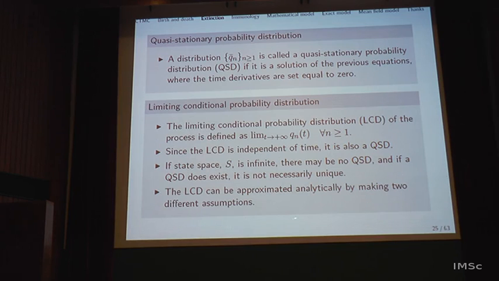I would say that a distribution is a quasi-stationary probability distribution if it is a solution to the previous equations where the time derivatives are set to 0.